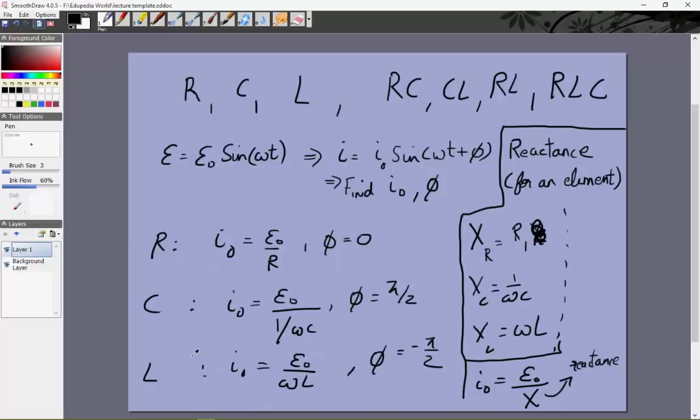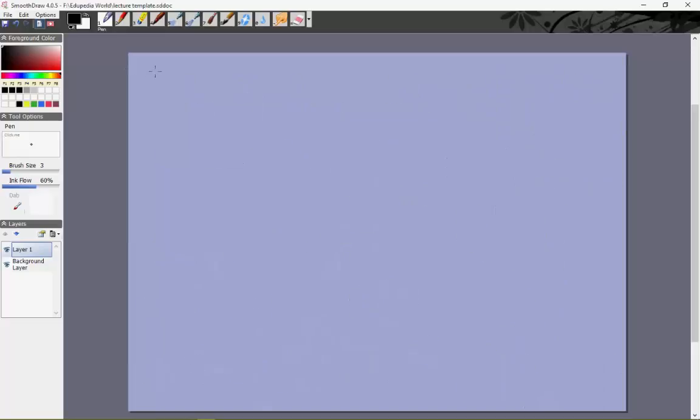Now just like reactance, you have another quantity denoted by Z, which is called impedance. The difference is reactance is for an element, impedance is always for a circuit, for an entire circuit. So if you have, for example, an RC circuit, then R will have its own reactance, C will have its own reactance, and the circuit will have a net impedance. And the circuit will obviously have its own phase factor as well.